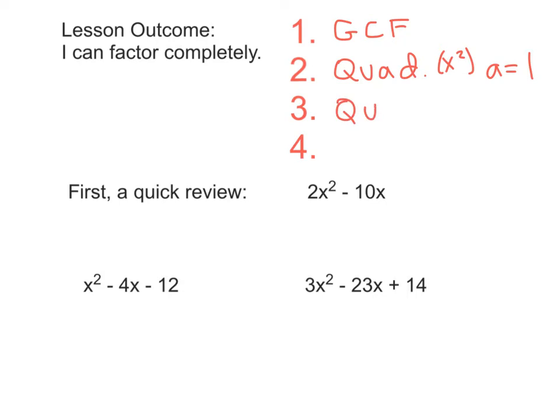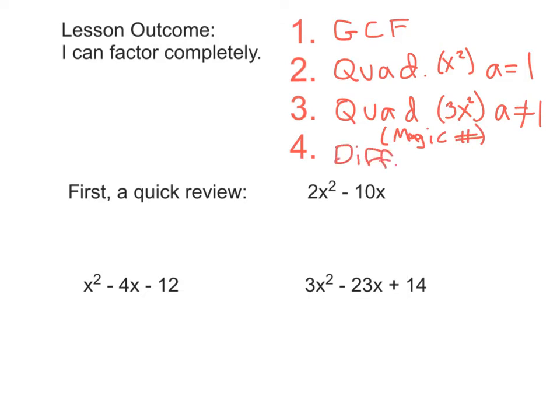We've talked about factoring a quadratic, again, an x squared situation, when we know a is something other than 1, which is what we call the magic number or magic term, if I could spell, sorry about that, or the AC method. And then the 4th type of factoring we've talked about is the difference of squares or perfect squares.